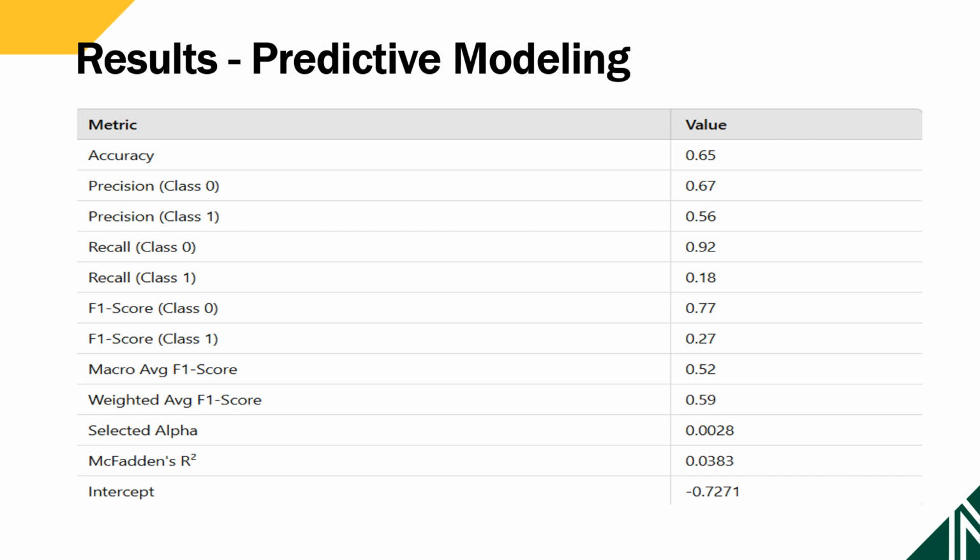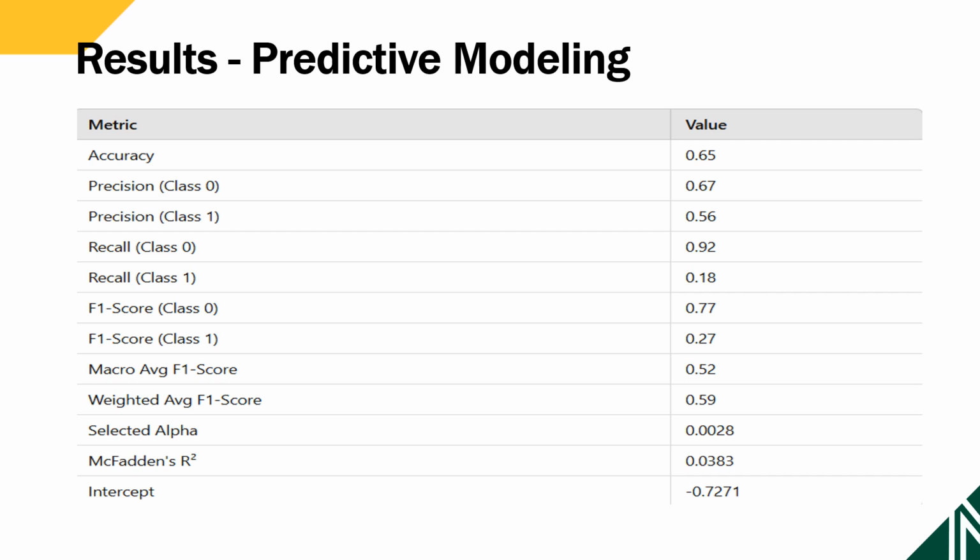And then coming to the F1 score. The F1 score for class 0 was 0.77, a good balance between precision and recall, reflecting reliable predictions for non-remission cases. For class 1, the F1 score was lower at 0.27, suggesting that predictions for remission were less reliable due to the lower recall. And then the macro average F1 score was 0.52, which gives equal weight to both classes. This average indicates moderate performance overall. The weighted average F1 score, which accounts for class imbalance, was 0.59, reflecting the dominance of class 0 in the dataset.